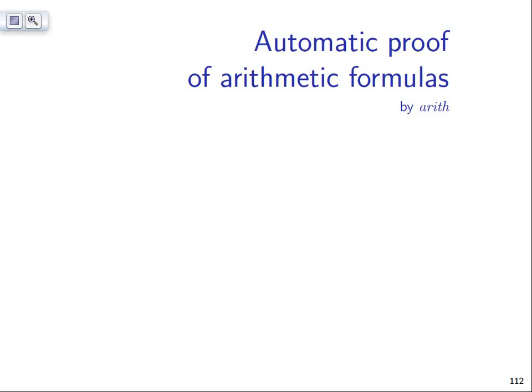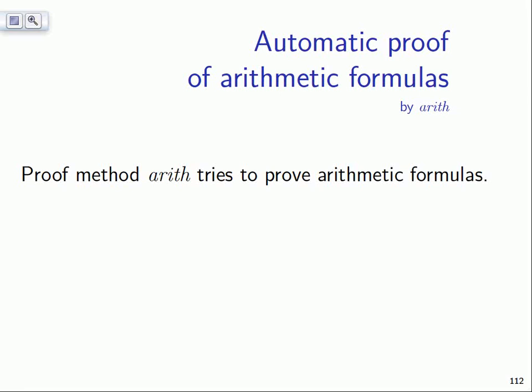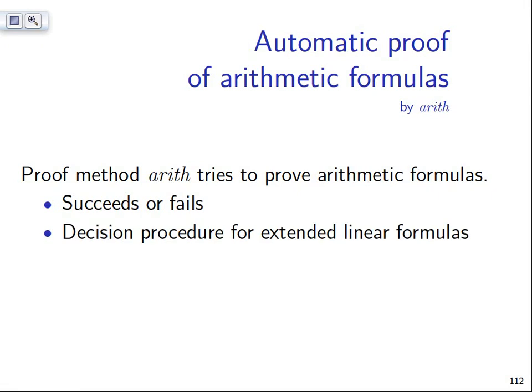And this set of formulas can, in fact, be proved automatically by a proof method called arith. So it tries to prove arithmetic formulas in general, and it succeeds or fails, and it's actually a decision procedure for extended linear formulas. But that means it's really only arithmetic. If you have other stuff in there, like another formula that says something about lists, you can try arith on it, but it will just ignore that part of the formula. And so if it has anything to do with the correctness of the formula, it will just not be able to do much about it.